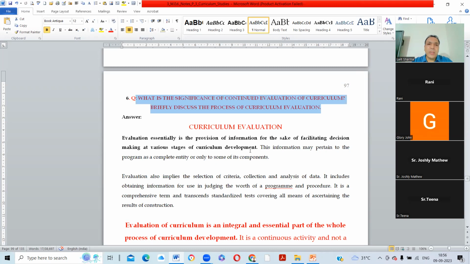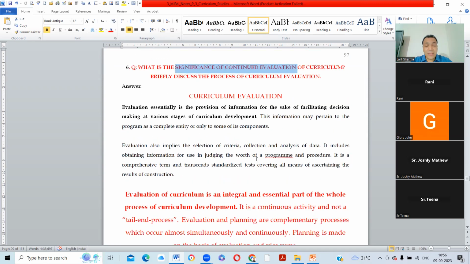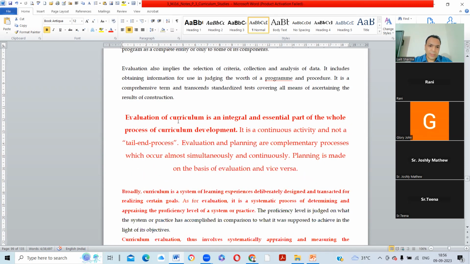So curriculum evaluation means actually we should check the curriculum, we should give the output of the curriculum, whatever the curriculum we have made. Okay, whether it is a benefit to the student or not, and what kind of changes there is a need to insert in the curriculum. So these all things we have to talk about under this question, significance of a continued evaluation of a curriculum. So guys, our stakeholders, okay, so there is a need of a curriculum evaluation.